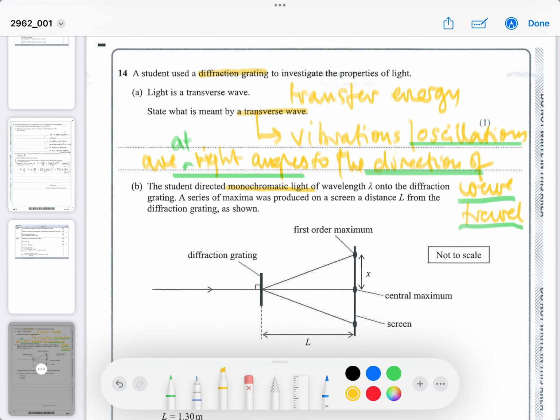Okay, now here it says the student directed monochromatic light, single frequency, that means single wavelength, onto a diffraction grating. There's a diffraction grating, and obviously it produces diffraction patterns, a series of maxima on a screen a distance L from the grating. Okay, so once you know the distance L and you know the X, you can work out theta. You need theta because n lambda equals d sine theta. Okay, so this is the equation you're going to use. It's provided on the datasheet.